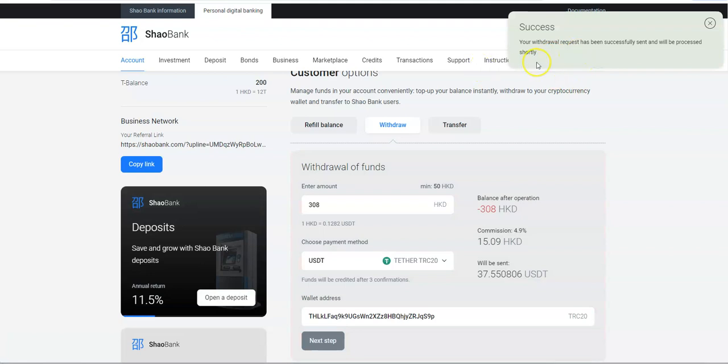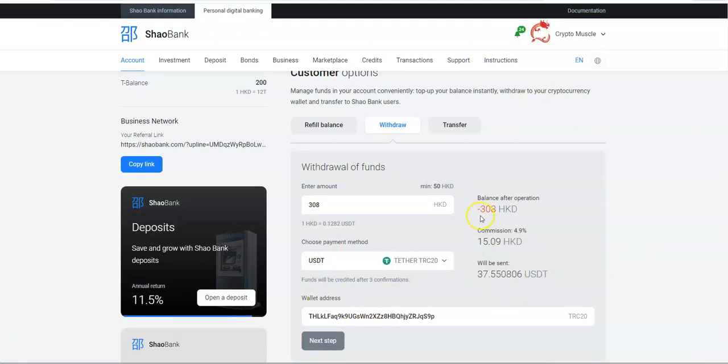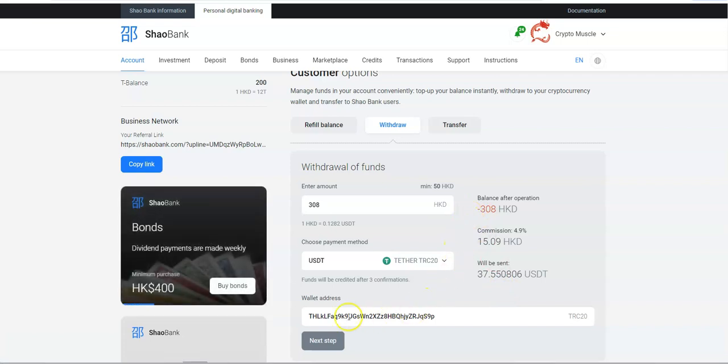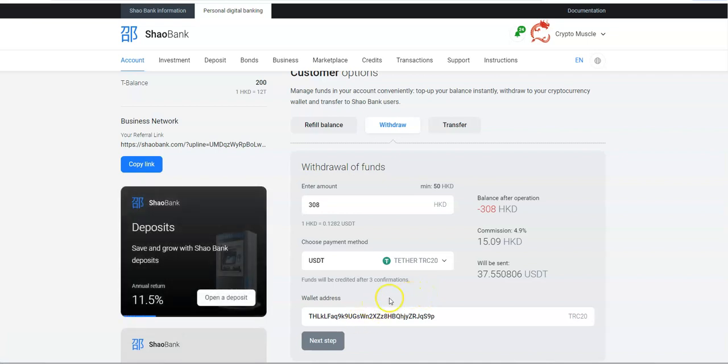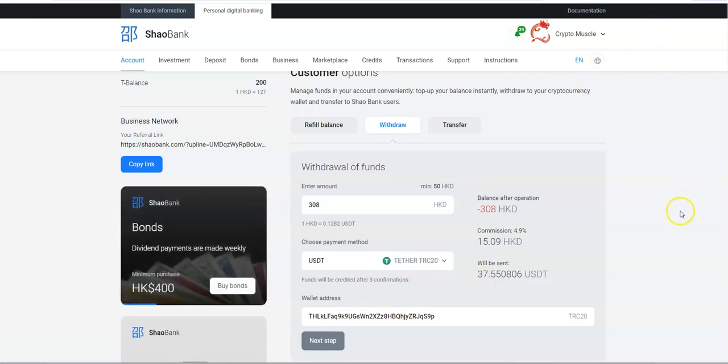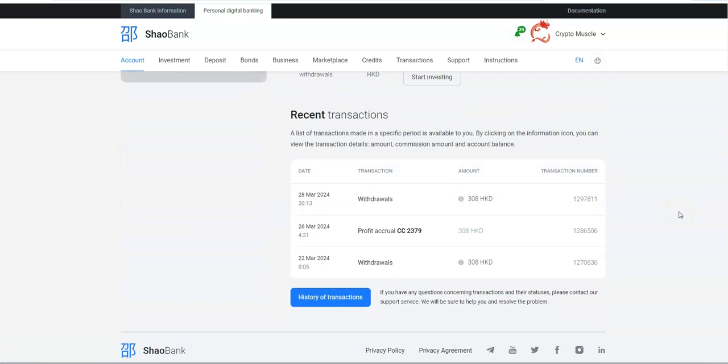All right, so success. I just went ahead and stepped through the whole withdrawal process, because after you punch in your address, then you got to put in a code. And so once you put in the code, boom, do the withdrawal, and then that's where you saw right there, success. And that's what I just did right now.